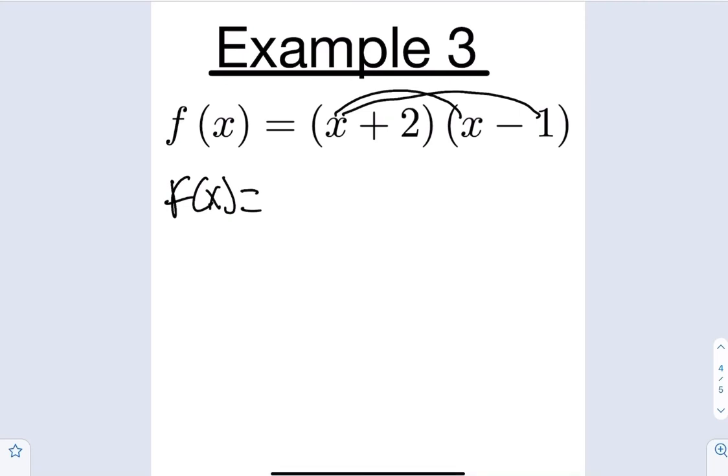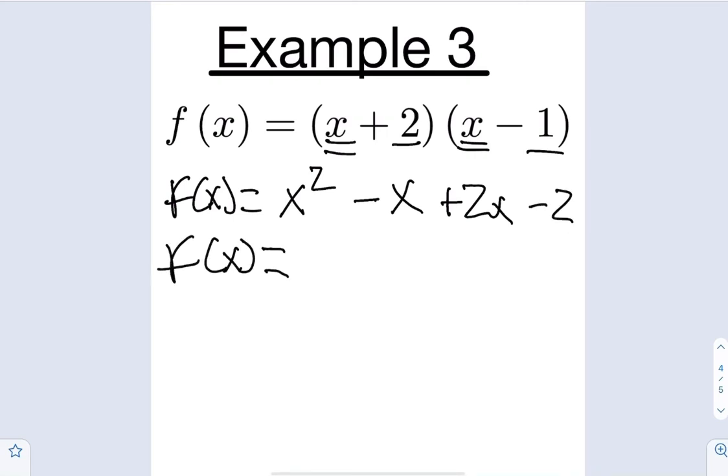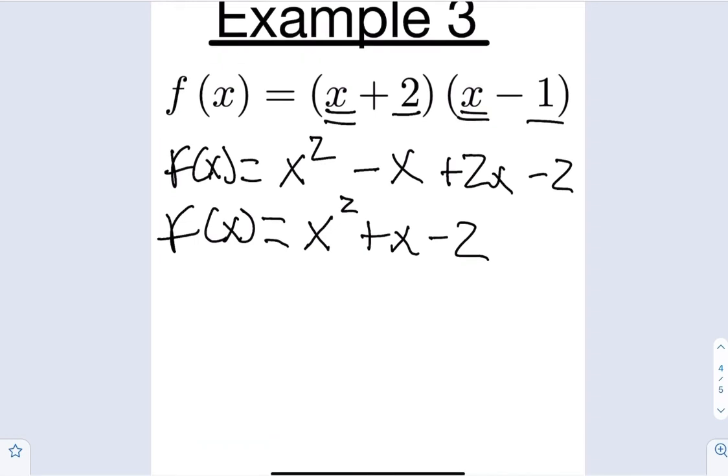Our first term times our first term is x squared. Our first term times our second term is negative x. Then our second term times our first term is plus 2x, and then 2 times negative 1 is negative 2. So, after combining like terms, our new function is x squared plus x minus 2. And now, let's do the power rule on this.